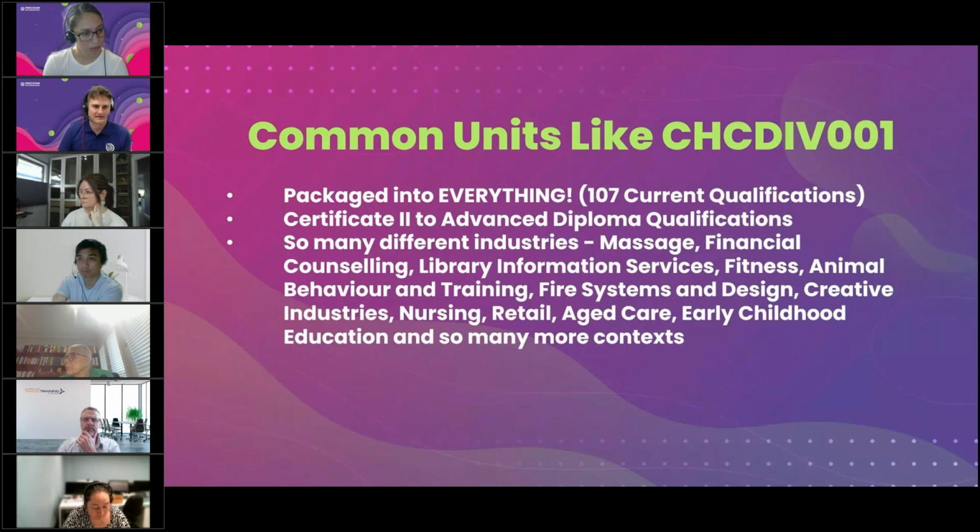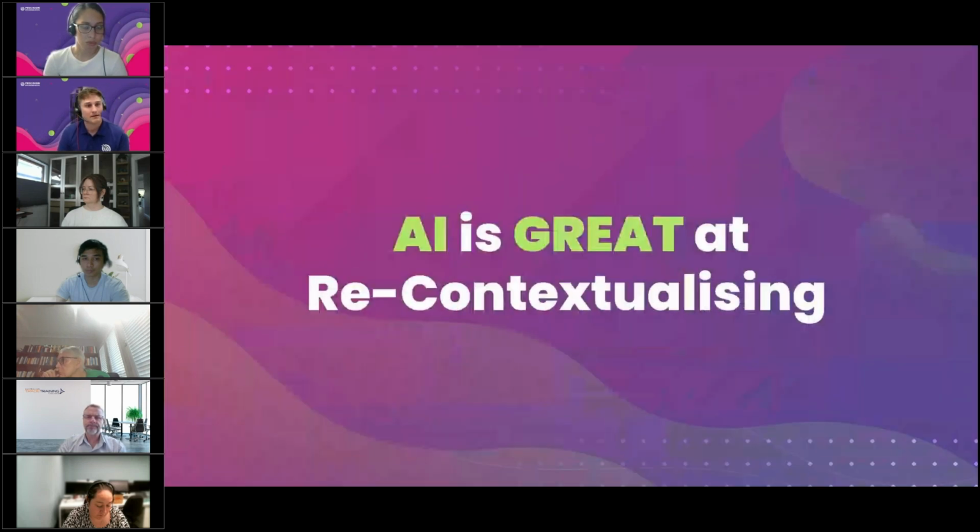And so that unit packaged into a Cert 2 retail is going to look quite different in expectations and the comprehensiveness of training compared to an advanced diploma in creative industries, for example. So that unit might have to be adjusted and recontextualized to suit different training contexts and different courses you deliver that in. The good news is AI is really good at recontextualizing content. So you can feed sections of your content into it, ask it to adjust the context, change the instructions, change the industry, and so on. And it's very effective at doing that kind of stuff.